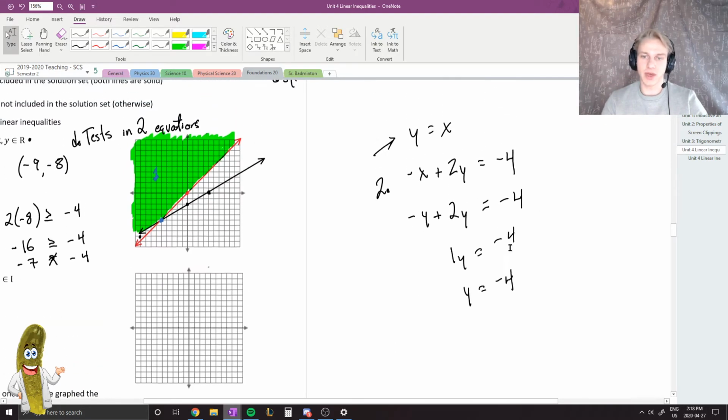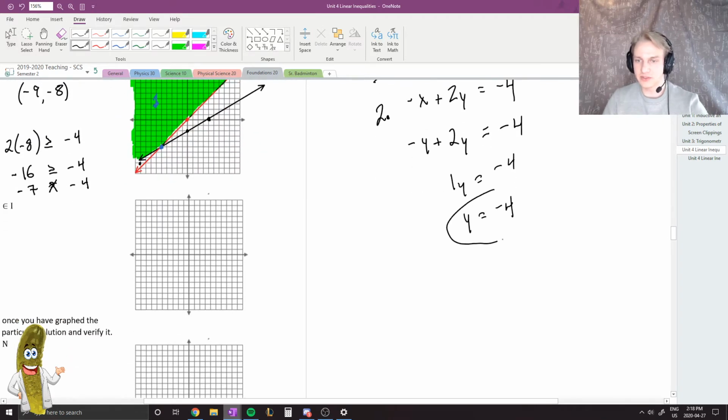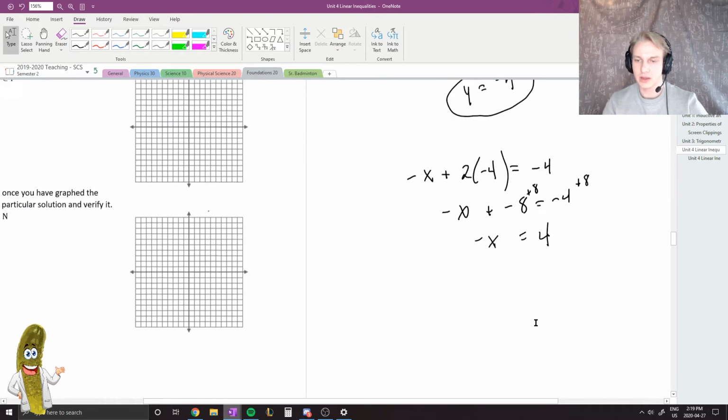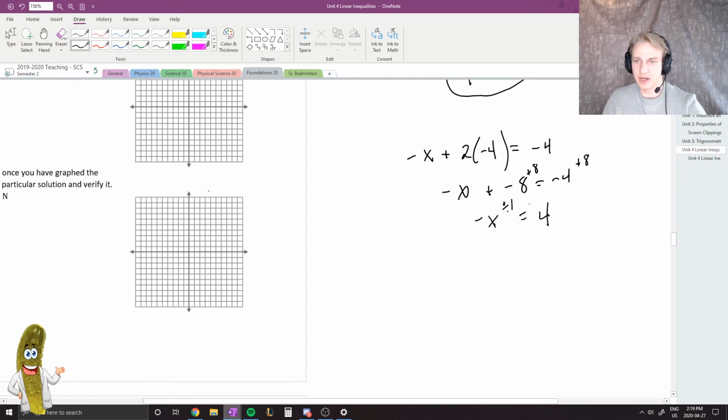Then if we know that y is equal to negative 4, if we know this value is true for our point of intersection, we take that and plug it back into our original equation. So negative x plus 2 times negative 4 must be equal to negative 4. Then you'd have negative x plus negative 8 is equal to negative 4. Add 8 to both sides. You get negative x is equal to positive 4. You have to get rid of this negative sign, so divide both sides by negative 1, and then you get x is equal to negative 4.